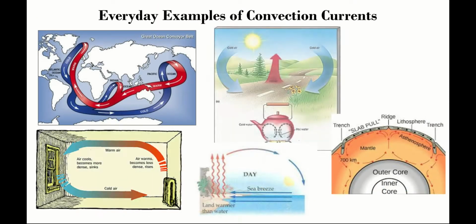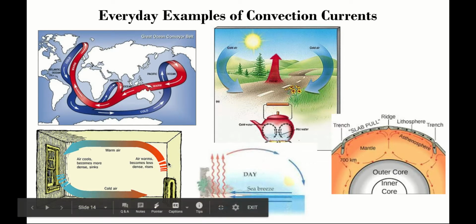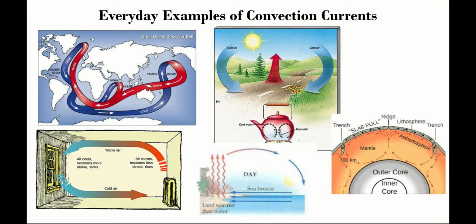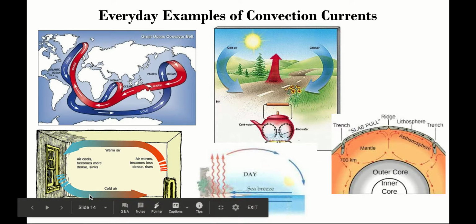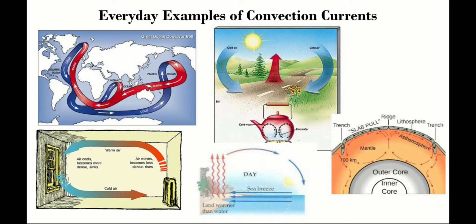So here are just some everyday examples of convection currents that go on. We have in the top left the global ocean currents. We have warm and cold currents. If you look down here, if you have simply a heater in a house, heat rises. If you sleep on the top bunk bed, you're well aware of this phenomenon. And the cool air sinks.